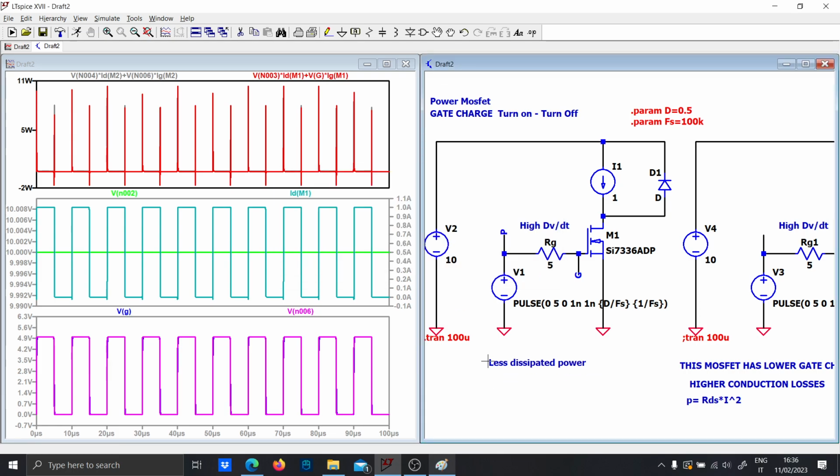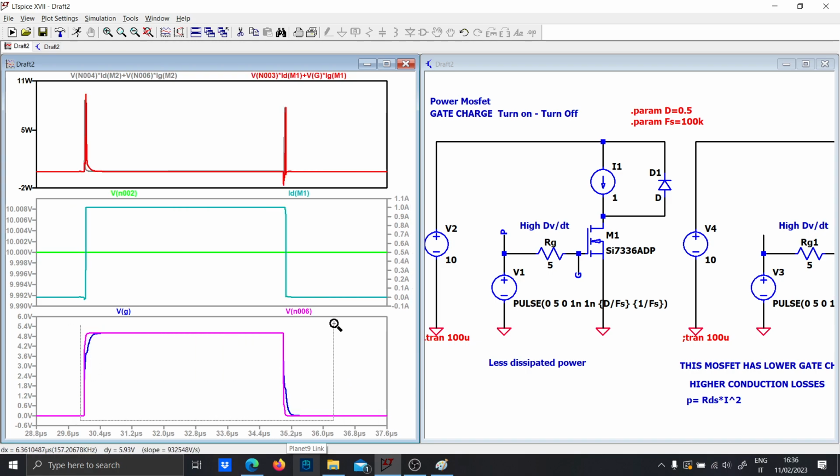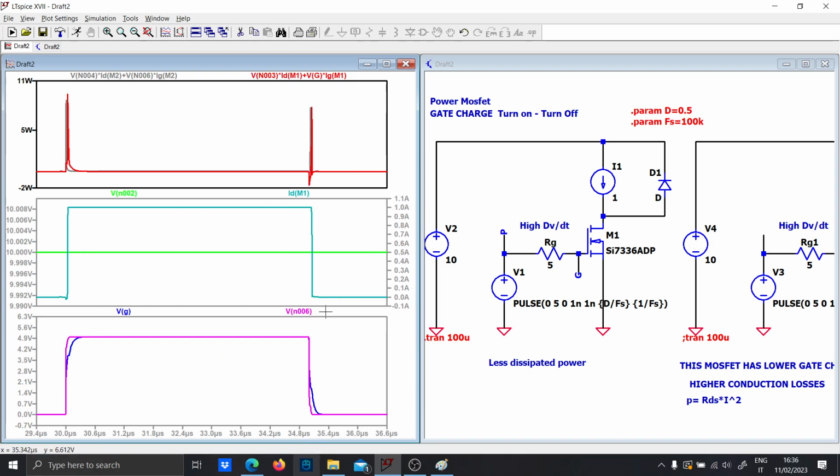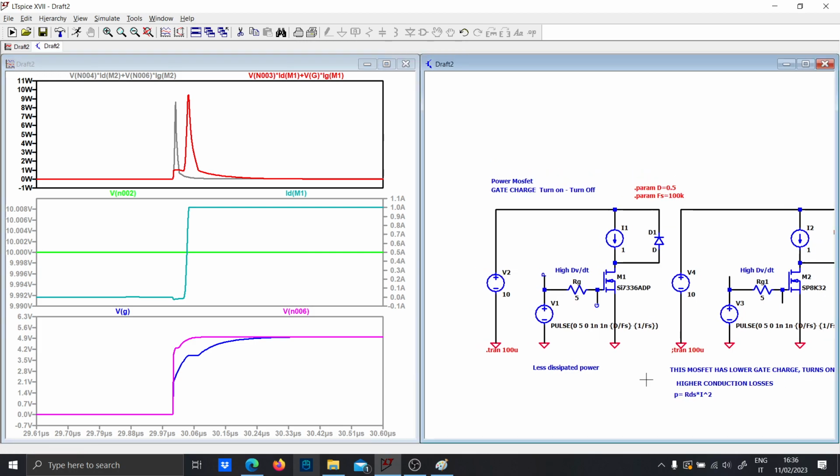So as you can see, you have to understand that there should be a trade-off between gate charge and, of course, power dissipation. On the other side, you have faster gate charge, faster turn on because the gate charge is lower, but you have higher dissipation. It depends on your application, of course.